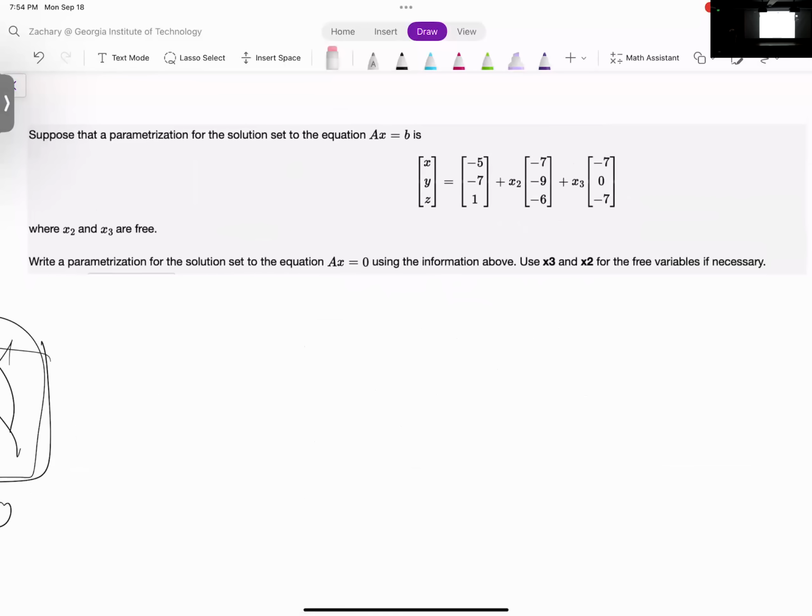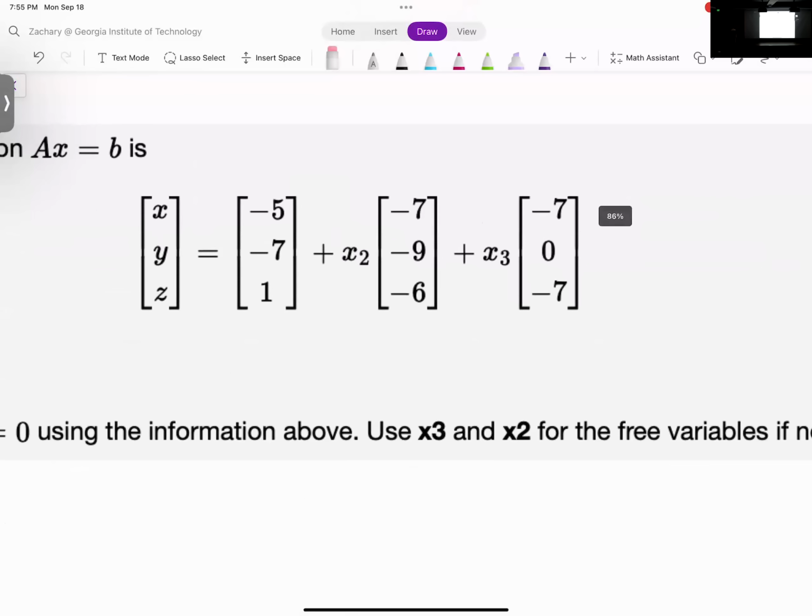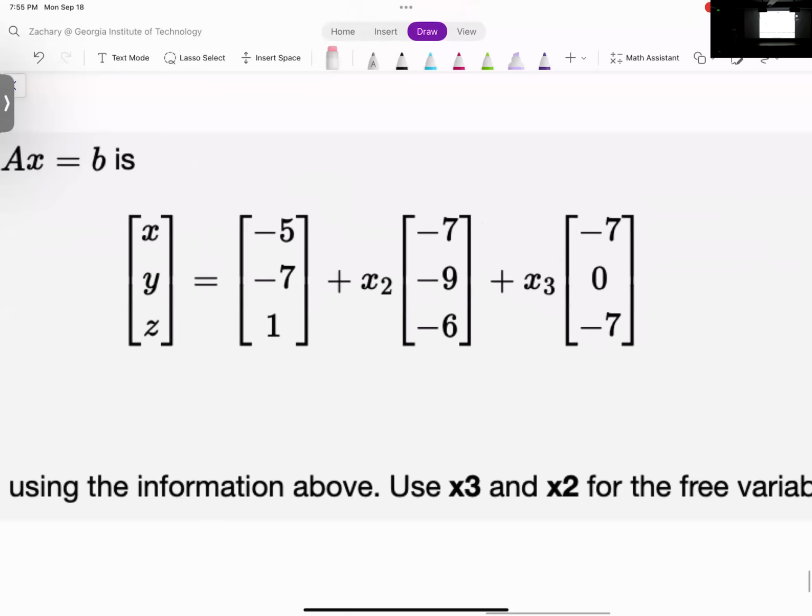Last one. Suppose the parameterization for the solution set to the equation AX equals B is this, where X2 and X3 are free. Write a parameterization for the solution set to the equation AX equals 0 using this information. We're not typing this in. This is my solution to an inhomogeneous system. So which of these things tells me it's inhomogeneous?